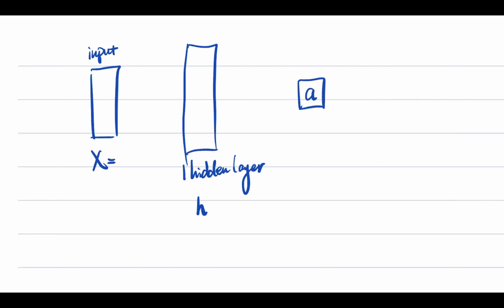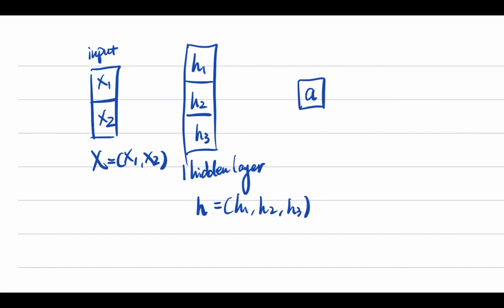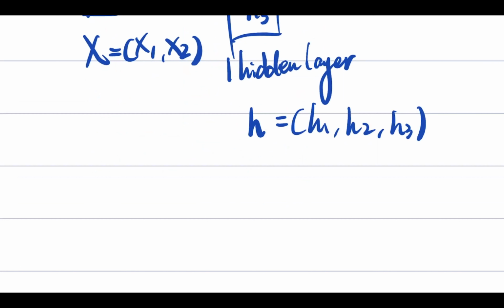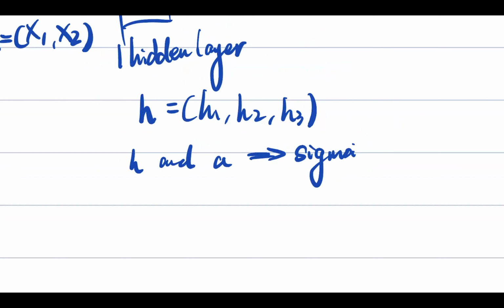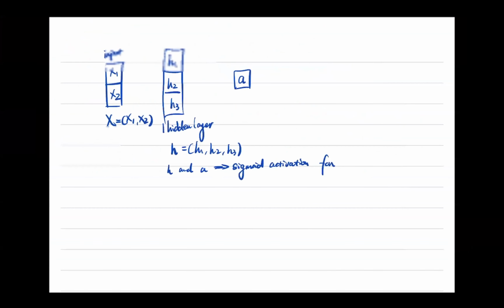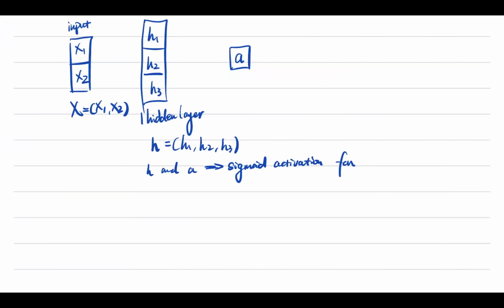So X equals X1 and X2, because we have two inputs. For the hidden layer, we have three parameters, so we call them H1, H2, and H3. H is composed of H1, H2, and H3. And the output is just one, very simple. It's just A. And notice that it's saying that H and A have sigmoid activation functions, which we talked about in the last session as one of the types of activation functions.